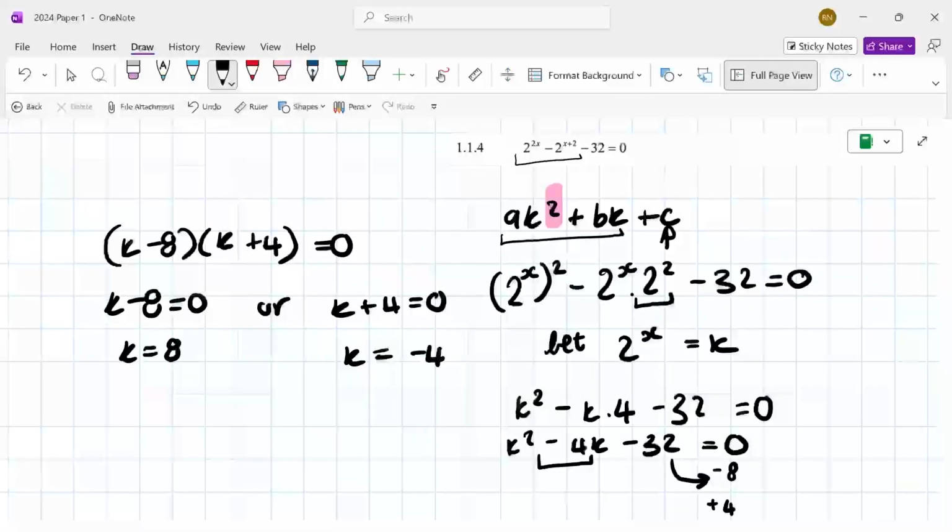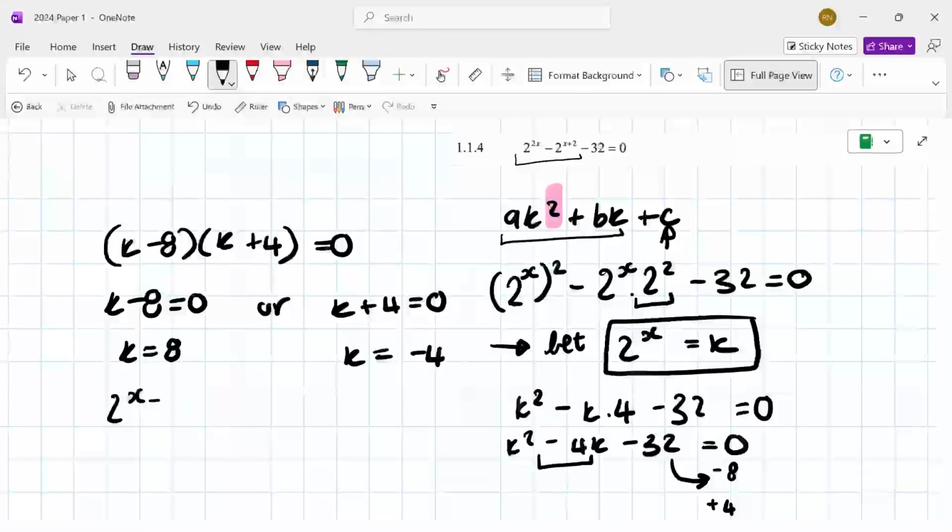Now we had substituted something in for k, so we can't leave our answer here. They want the answer for x, not for k. So we need to put this 2 to the x back into the place of k. And so I can say 2 to the power of x is equal to 8, or 2 to the power of x is equal to minus 4.